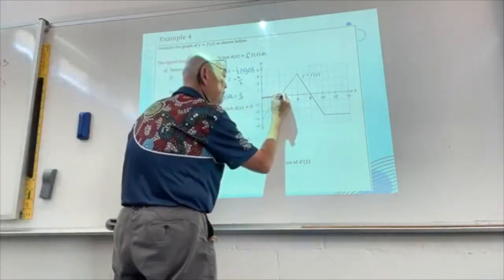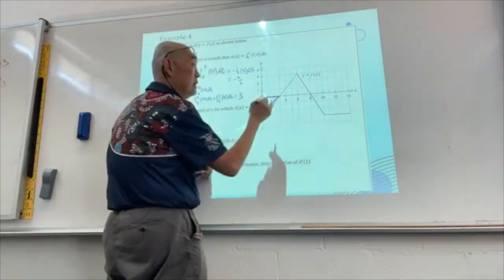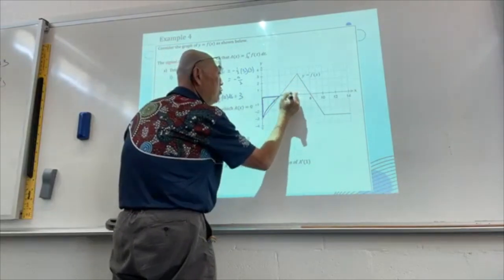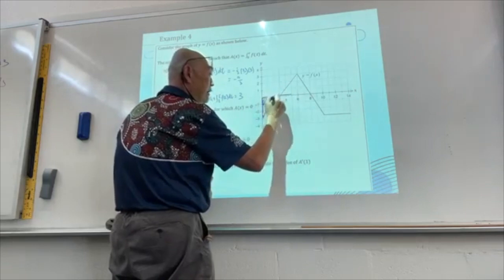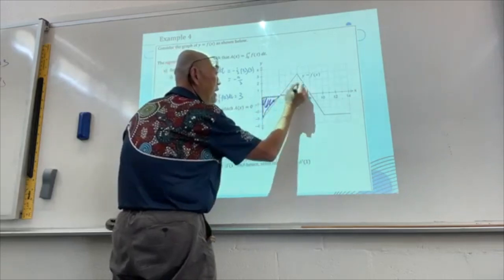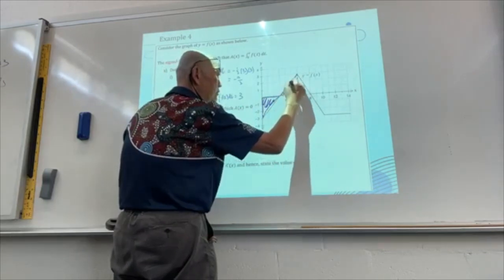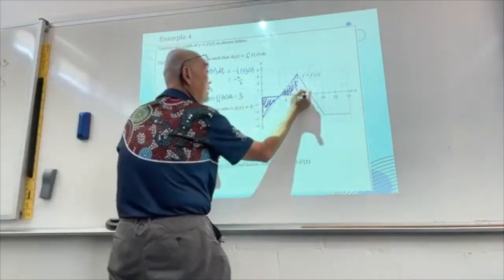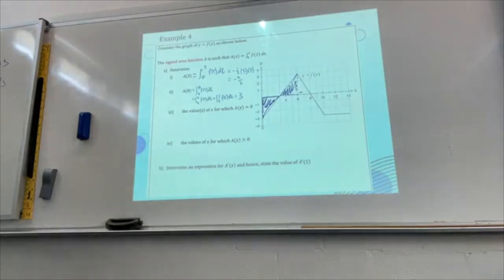Here, the area is less than 0, correct? Now, if I keep on going up to where? 6. This area and this area, between here and here, it will balance out, correct? Which means it's 0. So, if that's 0, anything that's above will be positive. Not yet, not yet.